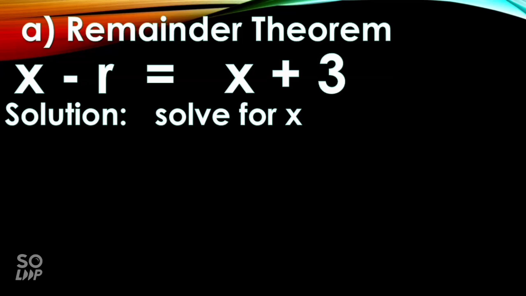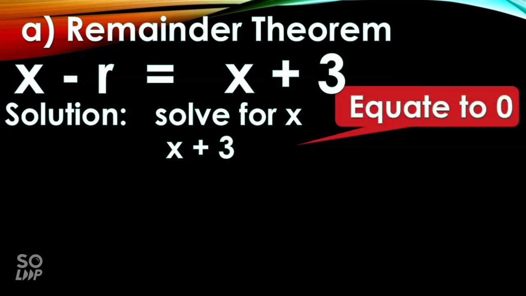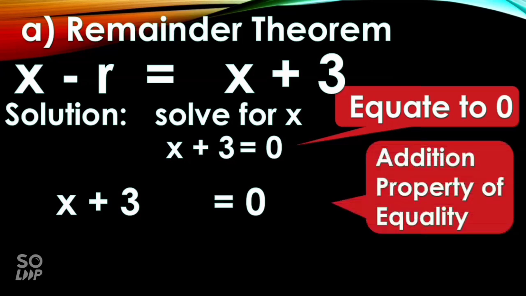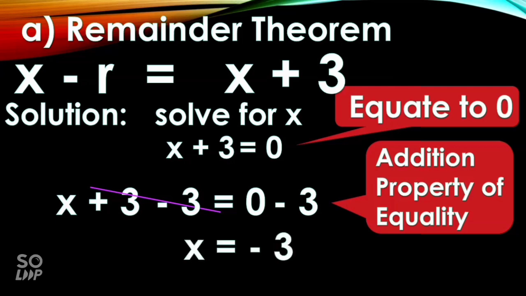Okay? So, x plus 3, solve natin yung x. Para ma-solve yung x, okay, i-equate natin sa 0. So, magiging x plus 3 equals 0. Okay, by addition property of equality, mag-a-add tayo ng negative 3 both sides of the equation, the left and the right side of the equation. Okay, and then 3 minus 3 is 0, and 0 minus 3 is negative 3. Therefore, our x is equal to negative 3. Again, ang value ng x natin ay negative 3.